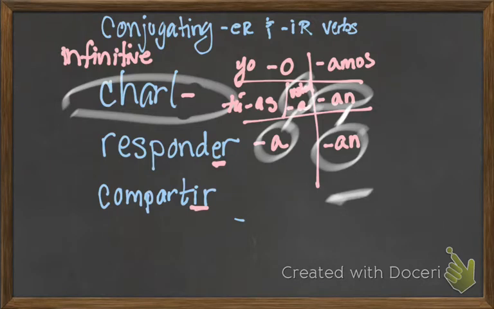99% of the verbs that end in AR are going to follow this pattern. We're going to run into some that have some other issues, but all of our regular AR verbs have this. So today what we're going to look at is how to correctly conjugate these other verbs that end in ER and verbs that end in IR, and they're a lot alike.